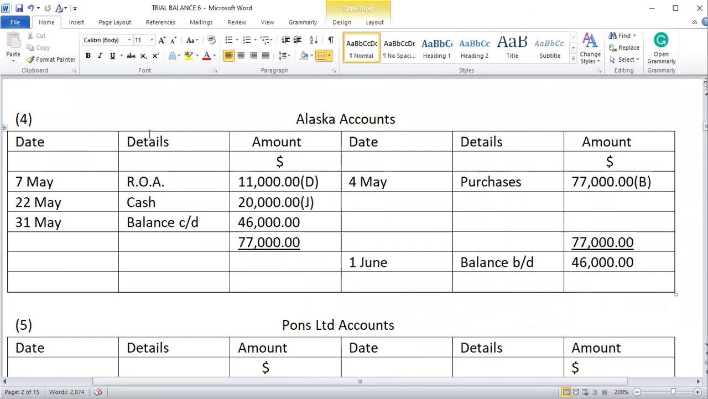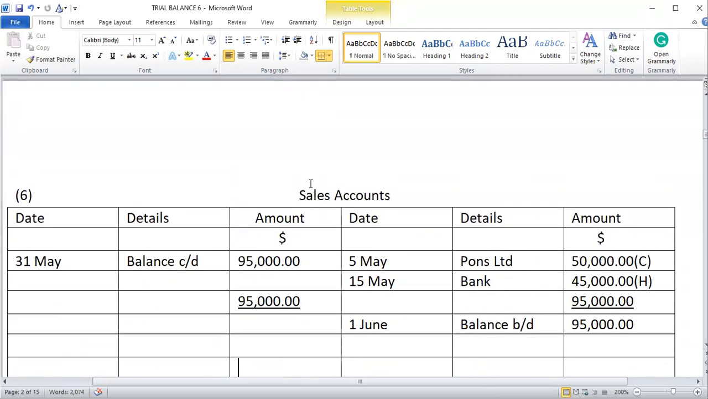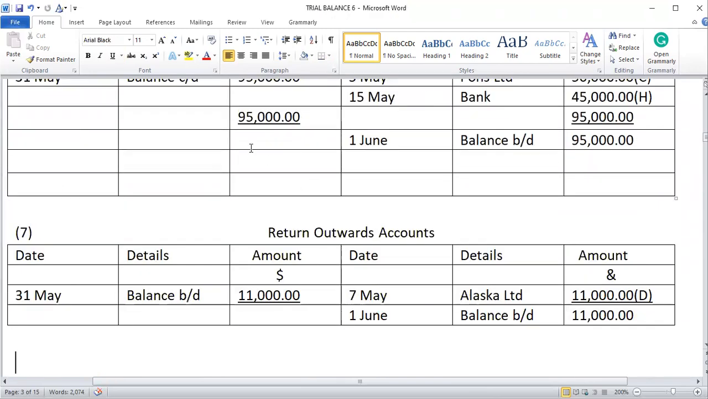So 7th May, it is returns outward account, because the corresponding entry can be found in the returns outward account, and the amount, $11,000, has been debited because it's receiving the goods. Then let's look at the returns outward account. 7th May, Laska Limited, $11,000. That's the amount. Why credited? Because it is giving out the goods.